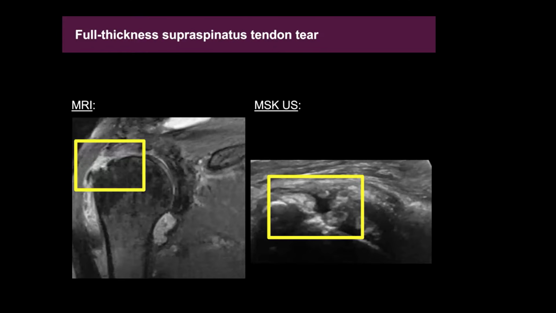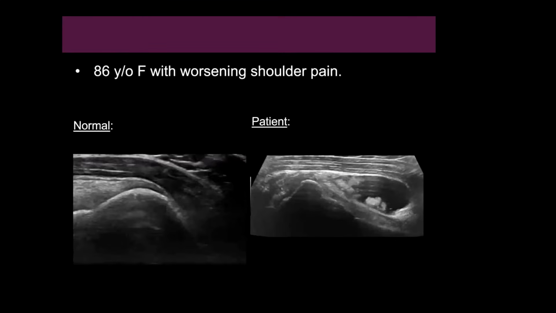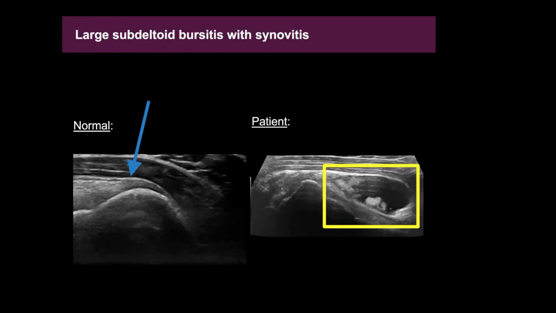This patient also got an MRI, so she must have just been claustrophobic. And you can see how the images correlate. You can see that full thickness tear both on the MSK ultrasound and on the MRI. And we can scan a little bit lower on the patient's shoulder, and you could see how she also has a large subacromial subdeltoid bursitis that's often associated with these full thickness tears of the cuff.